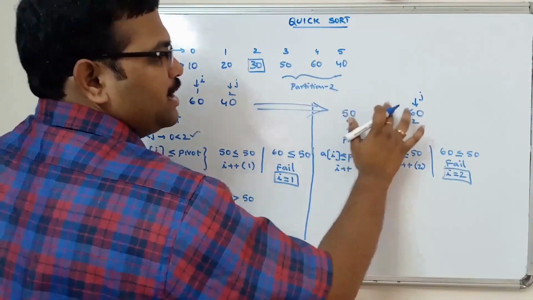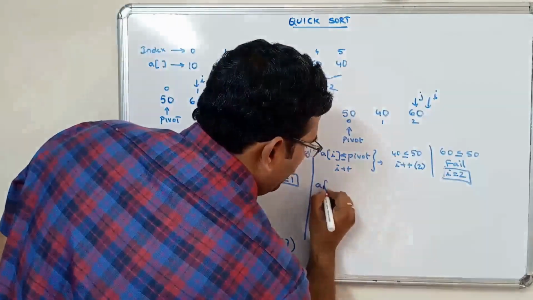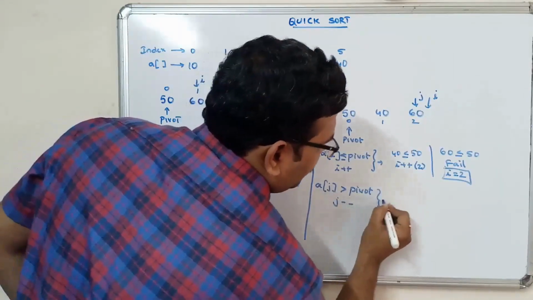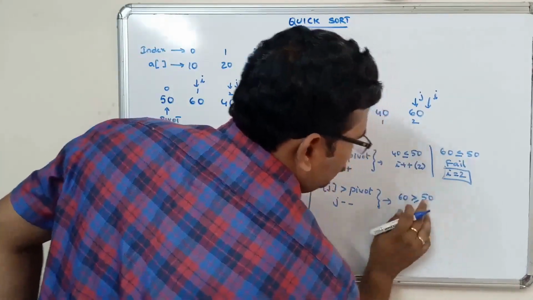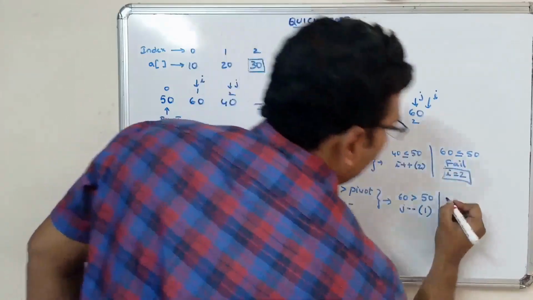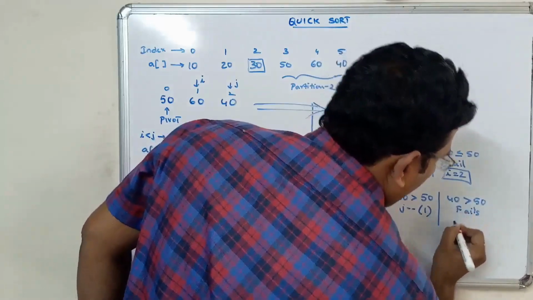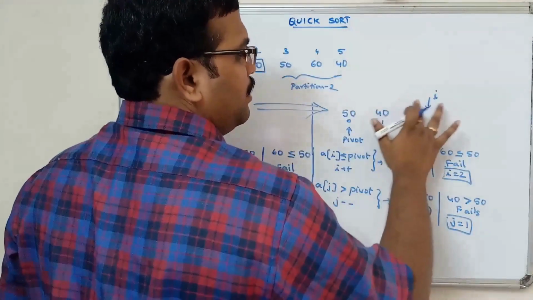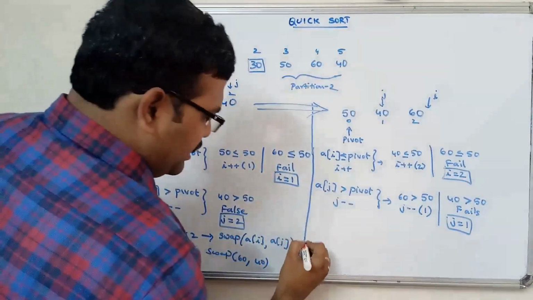Now I and j are positioning at the same point. Similarly A of j is greater than pivot, then simply decrement the j. Repeat the process. So 60 greater than 50, j minus minus, which becomes 1. Similarly 40 greater than 50 fails at position j is equal to 1. Now j is positioned at 1. Right? Now check the condition.